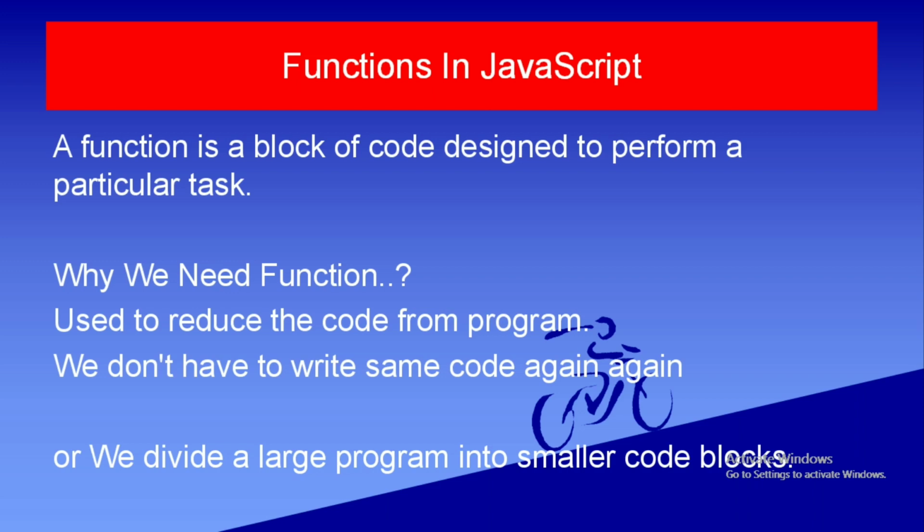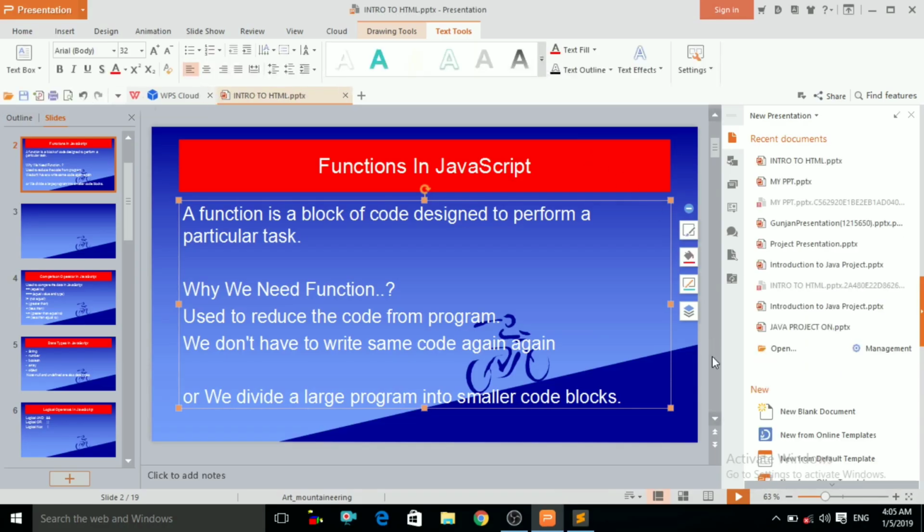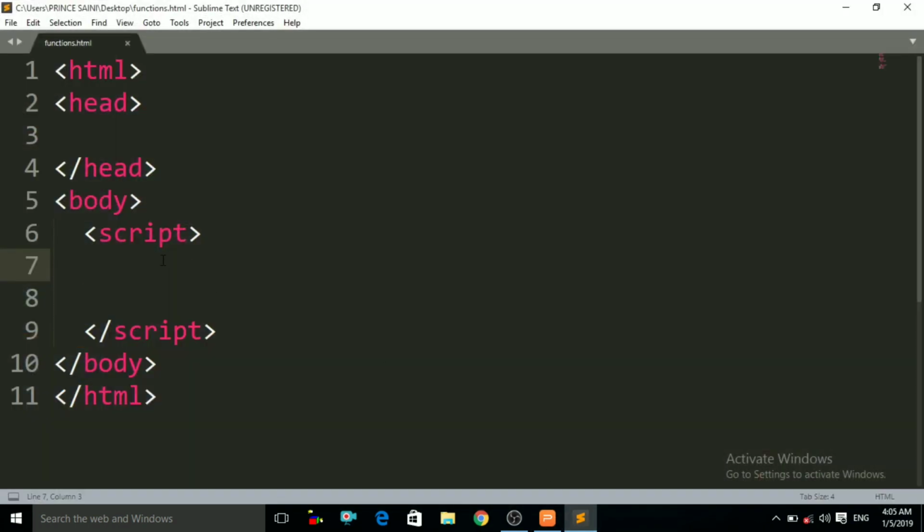Now let us see how to write a function in JavaScript, friends. Let me open my Sublime Text editor, and in the Sublime Text editor, between the script tag, what I have to do, friends? First of all, I have to use the function keyword, then a space, and then the name of the function. We have to give the name of that function.